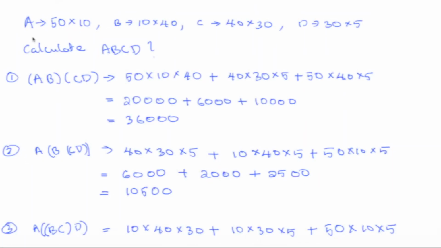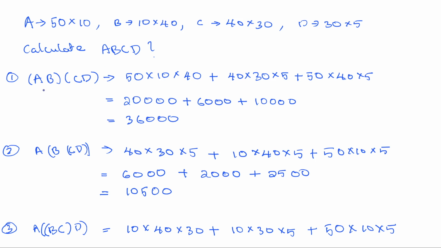Now suppose that I have 4 different matrices A, B, C and D. The dimension of A is 50 by 10, the dimension of B is 10 by 40, and the dimensions of C and D are given over here. These are relatively larger matrices. Now we have to calculate the product ABCD. The question is in which order we have to parenthesize these matrices in order to get the result with the minimum number of multiplications.